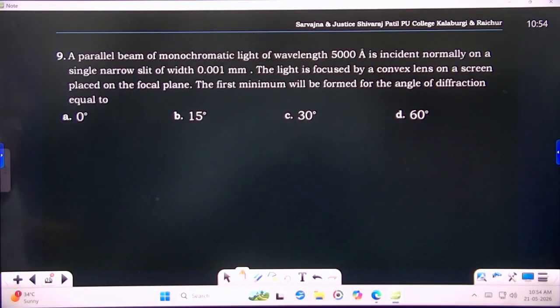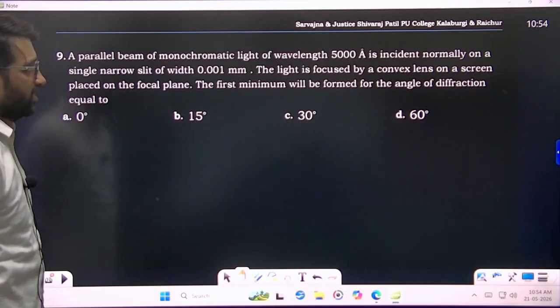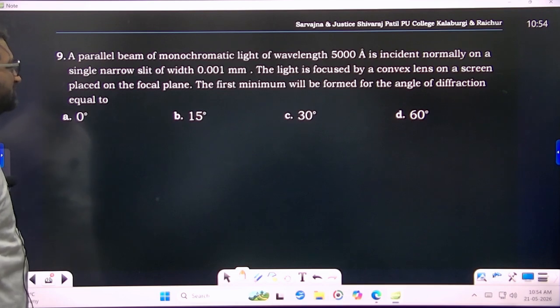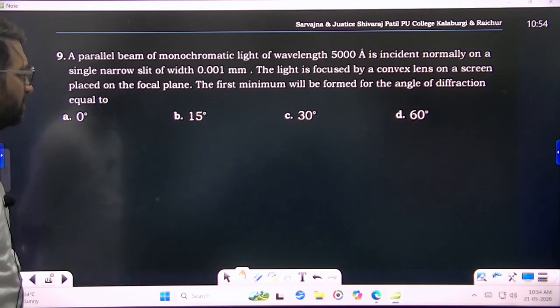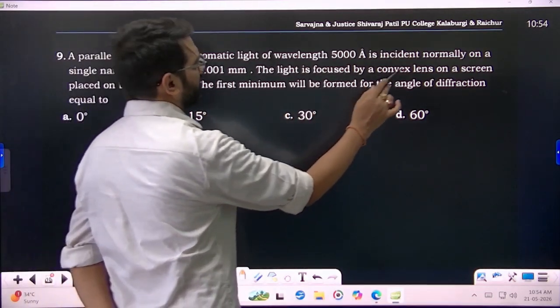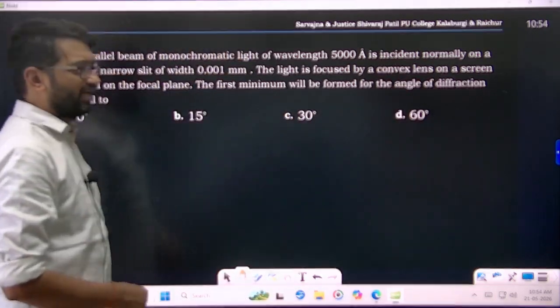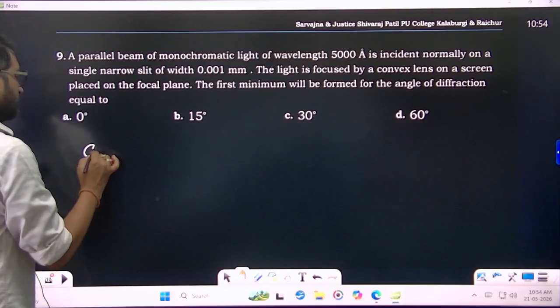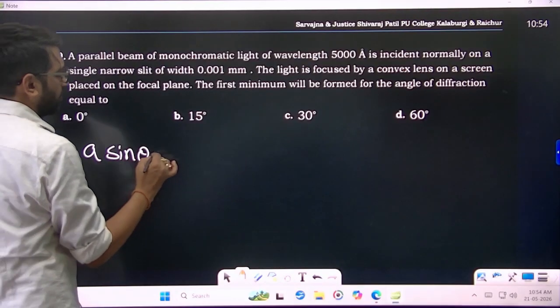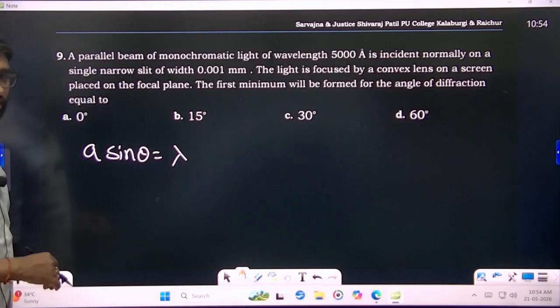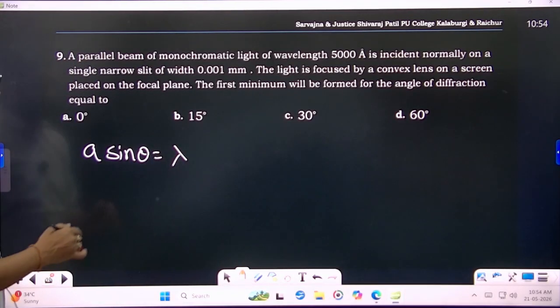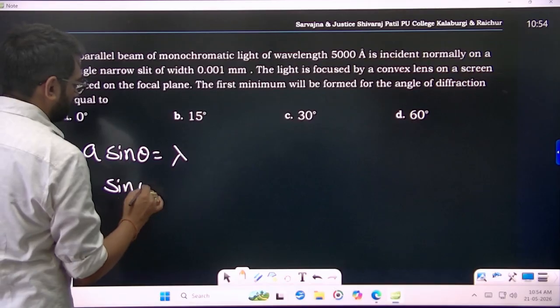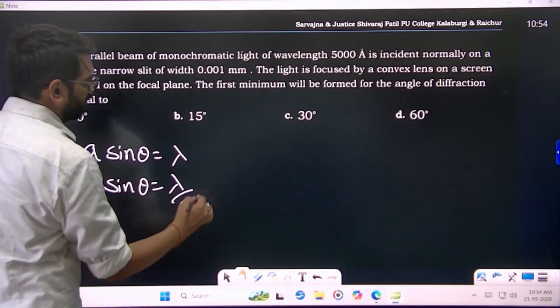A parallel beam of monochromatic light of wavelength 5000 angstroms is incident normally on a single narrow slit of width 0.001 millimeter. The light is focused by a convex lens placed in the focal plane. The first minima will be formed for the angle of diffraction. First minima condition: A sin theta is equal to n lambda, the minima condition. So n is 1 over here. So sin theta is equal to lambda divided by A.